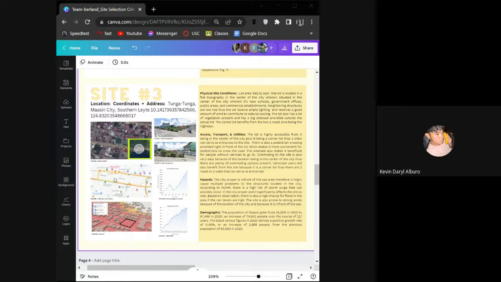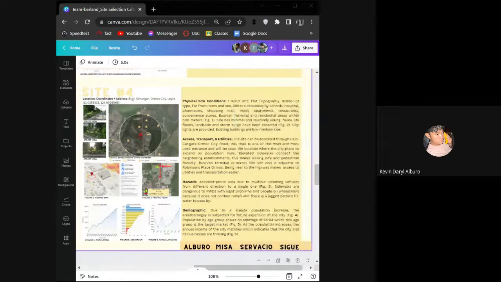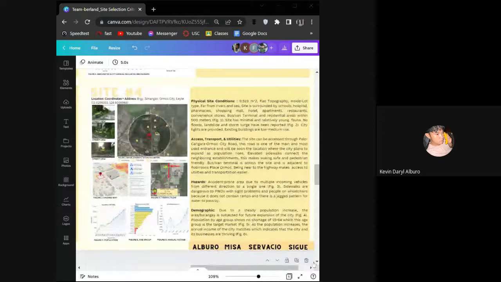And for the last site, it is located in Simangan, Ormoc City. It is an inside lot and located in a fairly flat topography. It is located within a kilometer radius near the Robinsons and an urbanized area also. For the access and transport utilities, it is fairly accessible. And for the hazards, it is an accident-prone area due to multiple incoming vehicles from different directions.